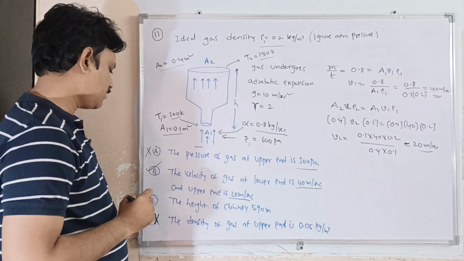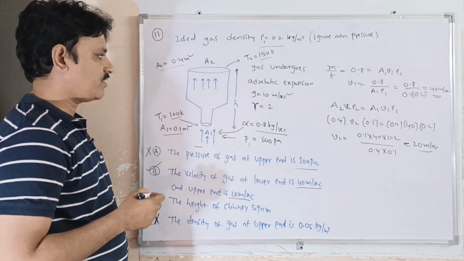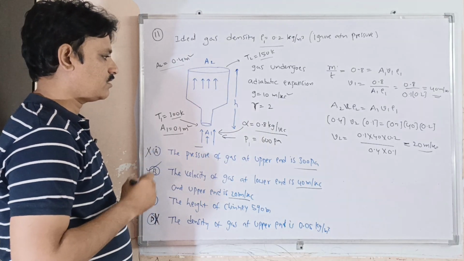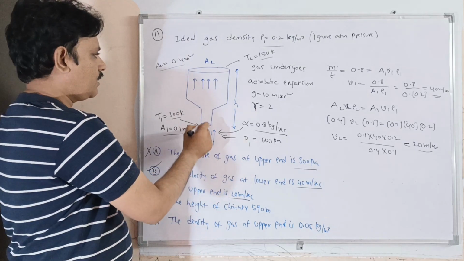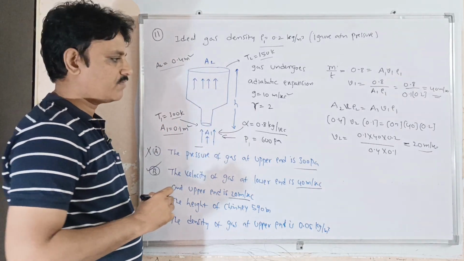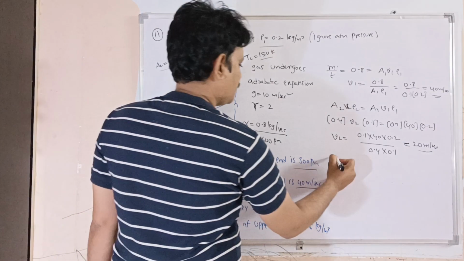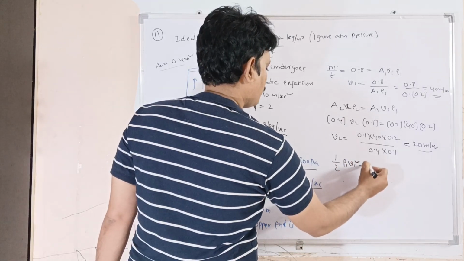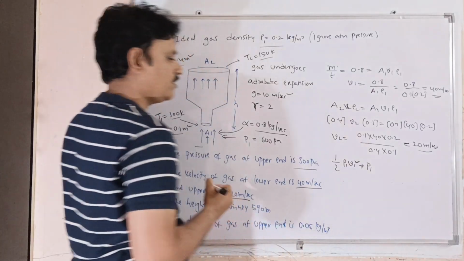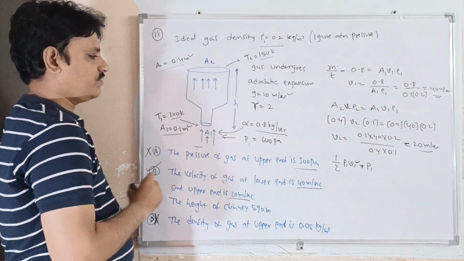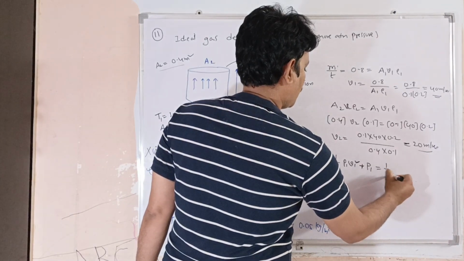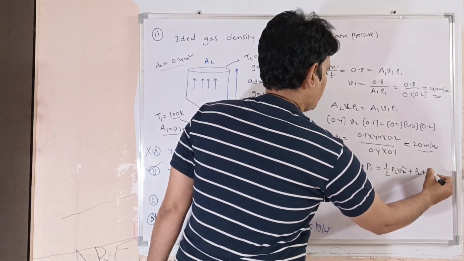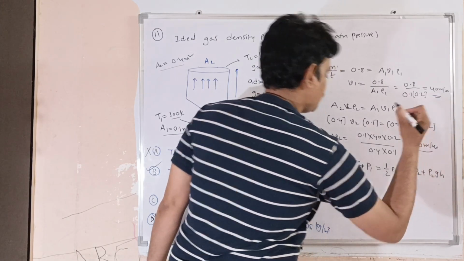Okay, let us go with the third option. Third option, height of chimney 550, is it correct or not? Before identifying whether the option is correct or not, we apply the law of conservation of energy at the lower point and the higher point. According to the law of conservation of energy, at the lower point the energy is half rho 1 v1 square, the kinetic energy per unit volume, plus the pressure energy per unit volume p1, which is equal to the upper end, half rho 2 v2 square plus the pressure p2 plus the potential energy rho 2 g h.